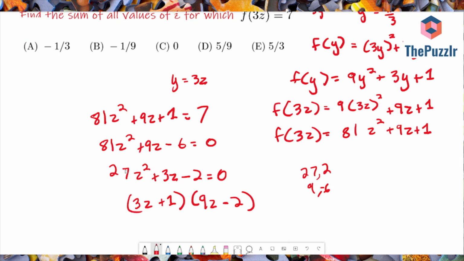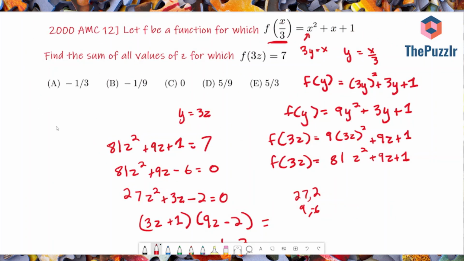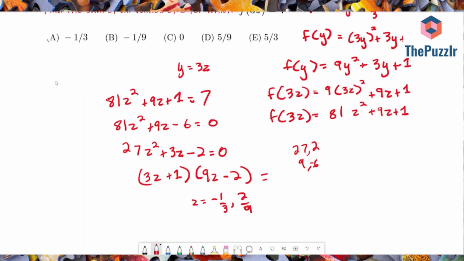Just double checking. 3z times 9z gives us 27z squared. And then 9z minus 6z gives us 3z. And then 1 times minus 2 gives us minus 2. And z is thus equal to negative 1/3 or 2/9. What is the problem asking for? It's asking for the sum of all values of z. So negative 1/3 plus 2/9, that's equal to negative 3/9 plus 2/9, or negative 1/9, which is this option right here. So we can move on to the next problem.